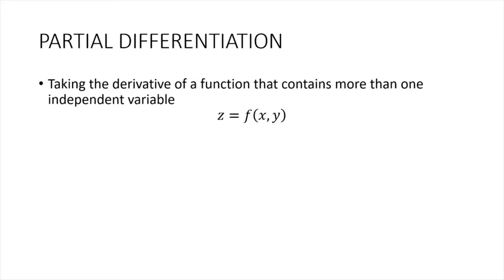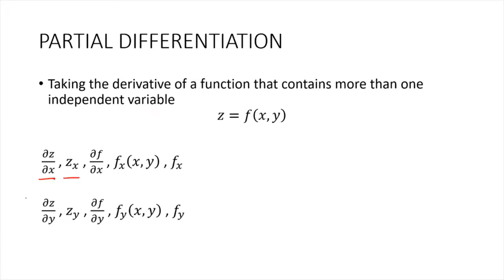These are the symbols that we usually use. Commonly used symbols are these two: partial derivative of z with respect to x, and this subscript notation, which means again partial derivative of z with respect to x. And then for partial derivative of z with respect to y, again these are the two most commonly used symbols: partial derivative of z with respect to y, and the subscript notation, again partial derivative of z with respect to y.